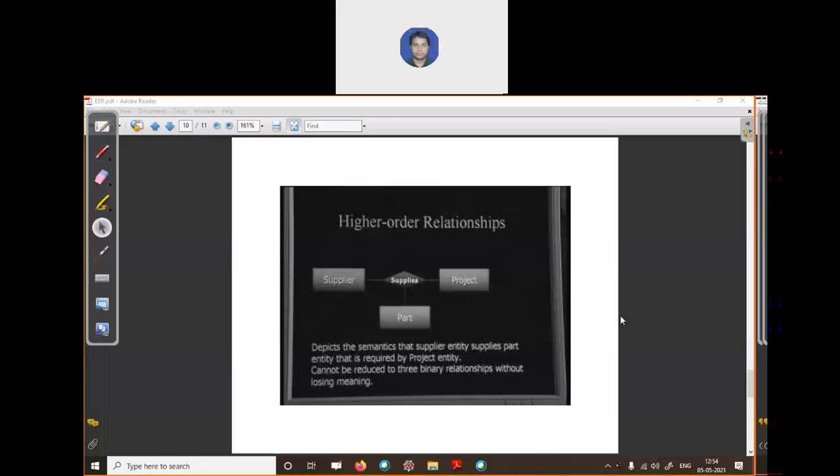Cardinality, if you remember, means the number of entities participating in that relationship. Here, supply is a relationship. How many suppliers are participating? How many parts are participating? How many projects are participating? We have to just mention that here. So what should be the cardinality ratio for this relationship? Nobody knows.